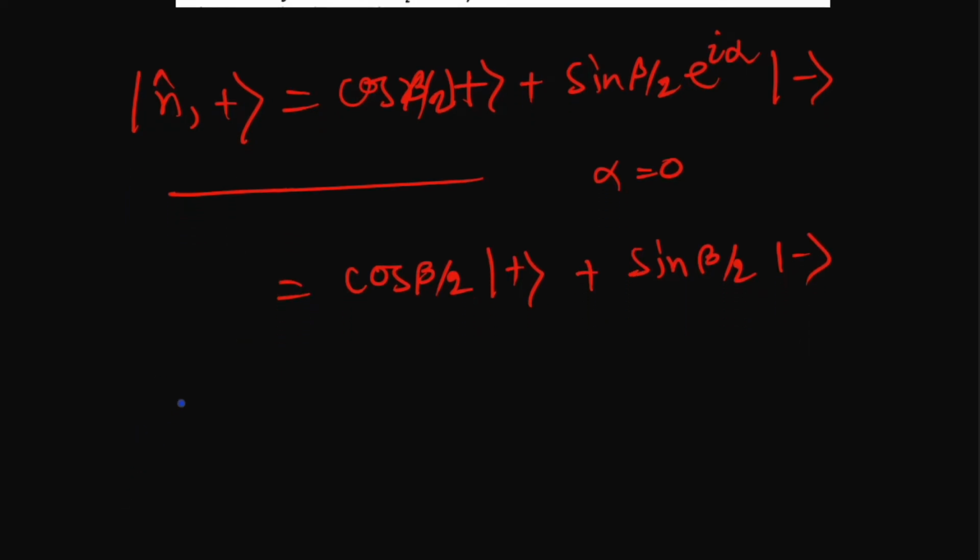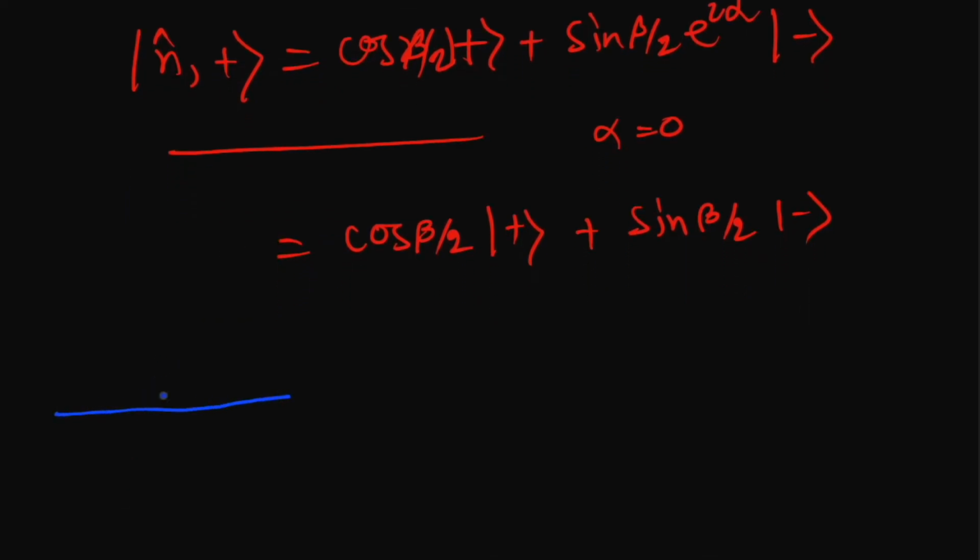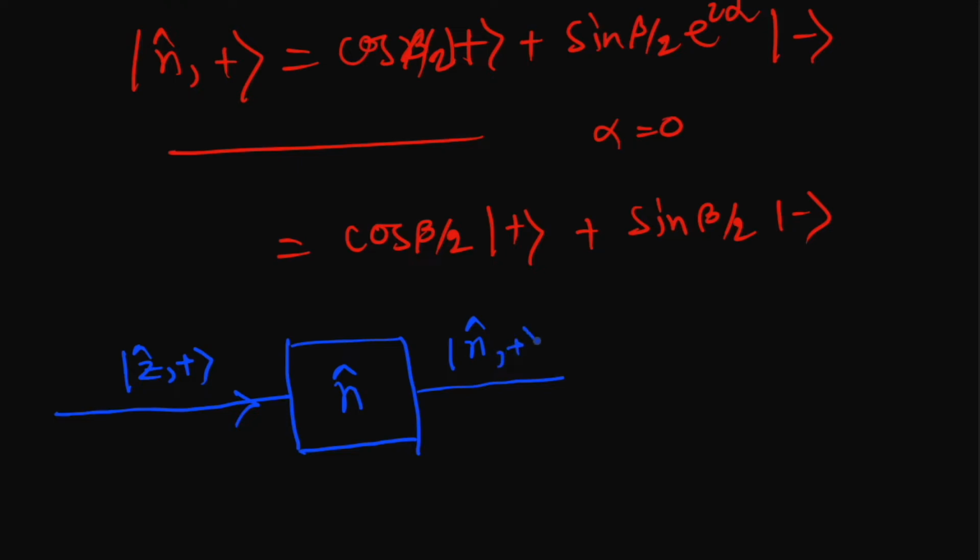Here the experiment is, first, a beam of Ag atoms is sent to an SG apparatus whose magnetic field is in the direction of n cap. Then we accept all Ag atoms which are parallel with the magnetic field and reject the Ag atoms whose spin is in the opposite direction of this magnetic field.